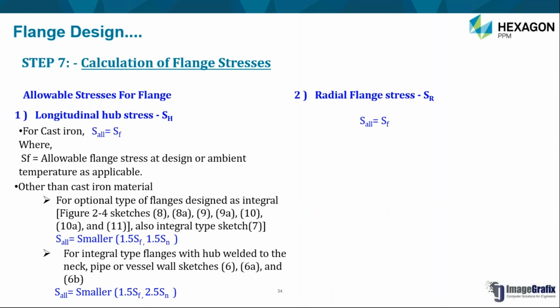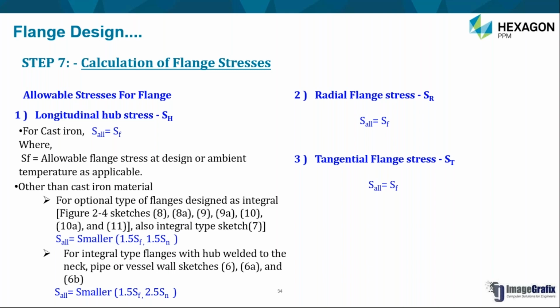Now for the radial stress, the allowable stress is equal to SF only. For tangential stress also, the allowable stress is SF only. So is the flange design over? We have calculated the stresses, we have compared those levels, and we have made sure that all these stresses are below your allowable stresses. So is the flange design over?